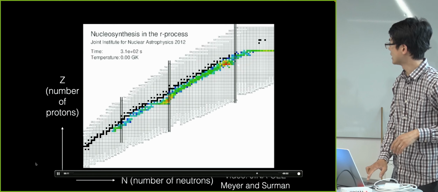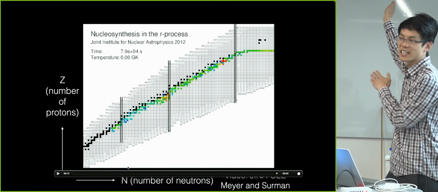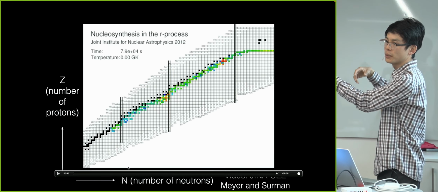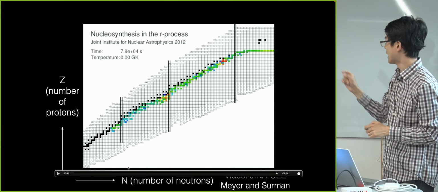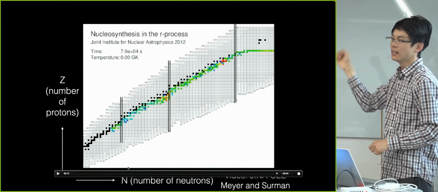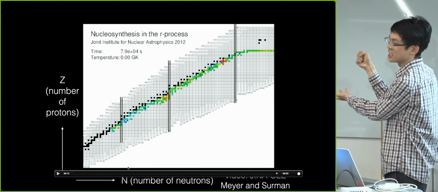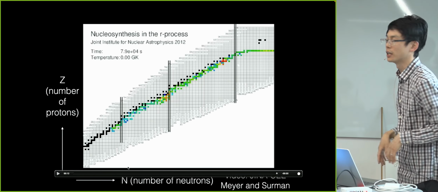I guess I should have said this over here, the x-axis, this is a chart of the nuclides. The x-axis is the number of neutrons in a given atomic nucleus. The y-axis is the number of protons, which is different elements. If you take a nucleus and you add a neutron to it, you're going to move 1 square to the right. And then if a neutron beta decays, you're going to go 1 square up and to the left, and that's turning a neutron into a proton, right?